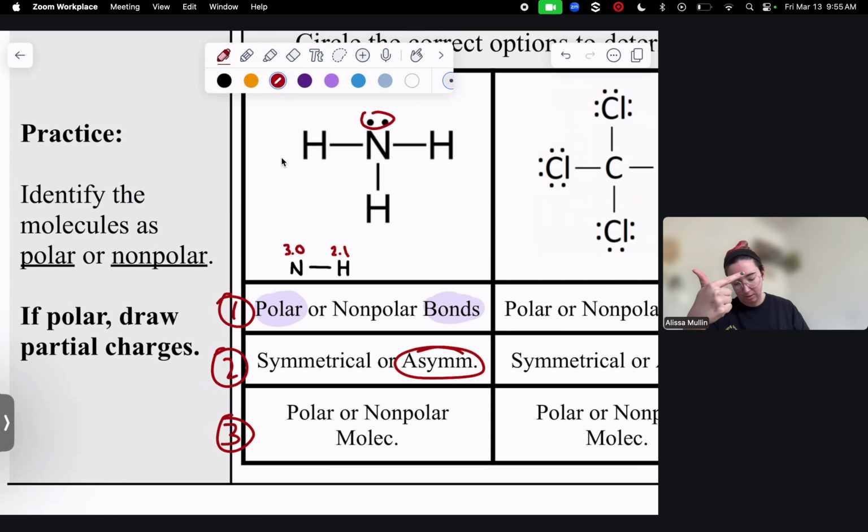This time I have carbon and chlorine. So first I need to know, are they polar or nonpolar bonds? So again, that's based on those numbers. I have 2.5 on this, and my chlorine is 3.0. So those are polar bonds, but then let's look at our shape.